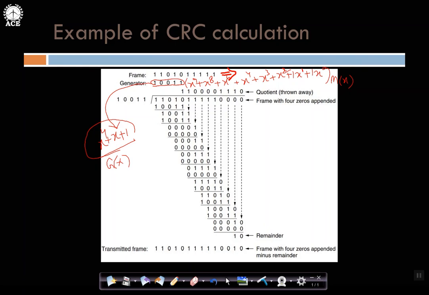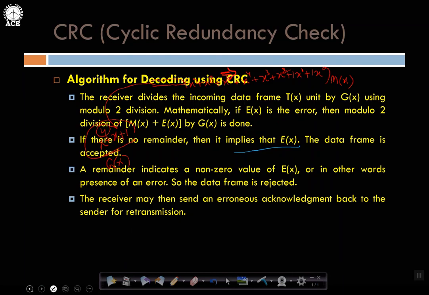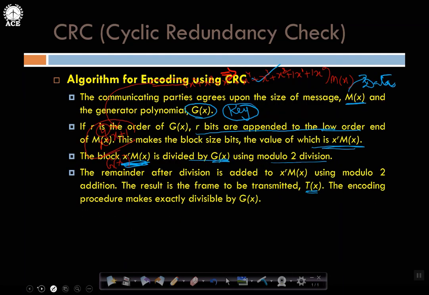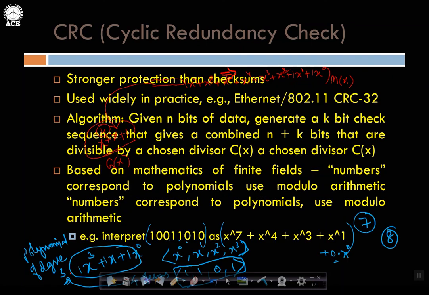So what is the order of g of x? The order is 4, the highest degree, because there are 0, 1, 2, 3, 4. The order is 4. Please remember that. In the previous slide I have shown you. Next slide.